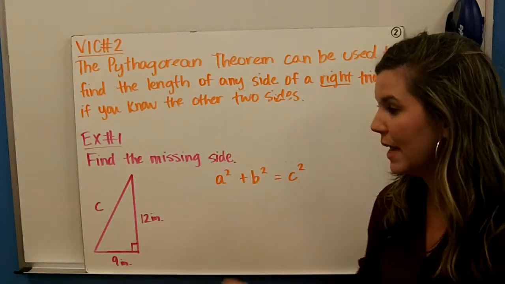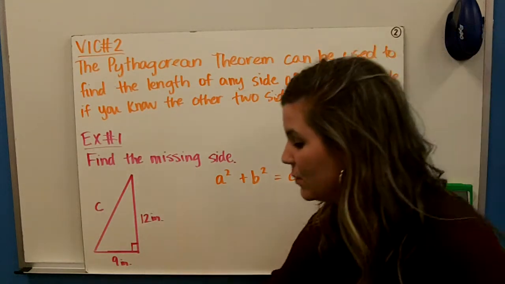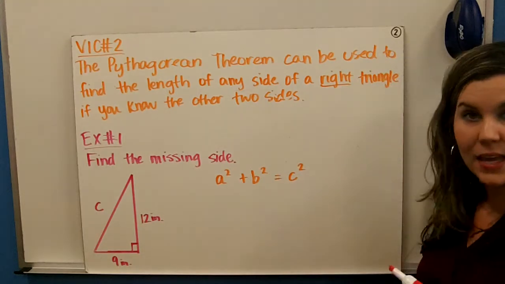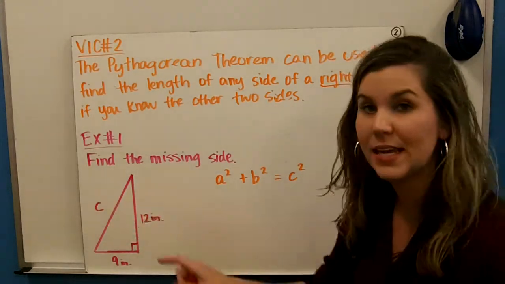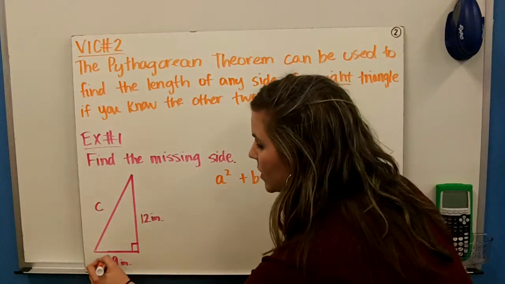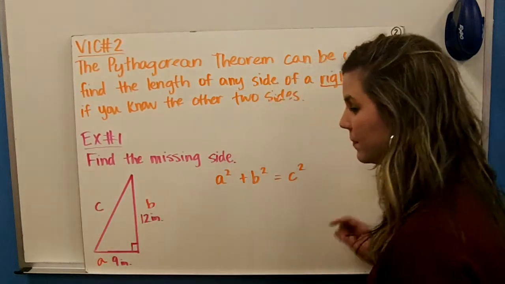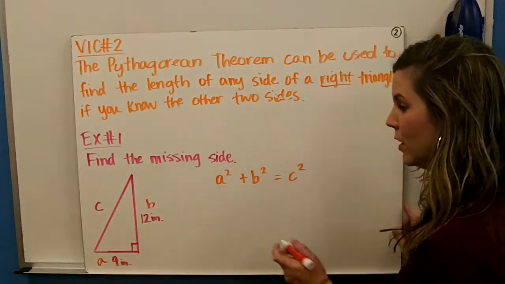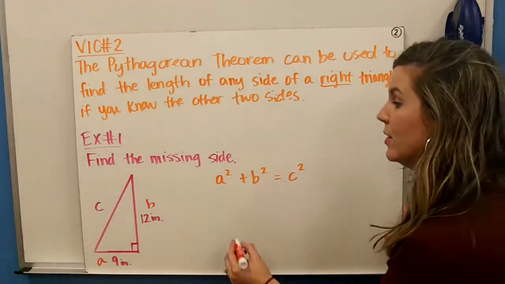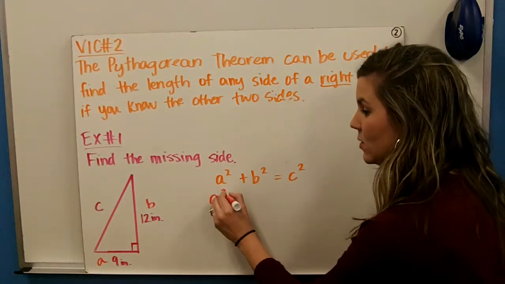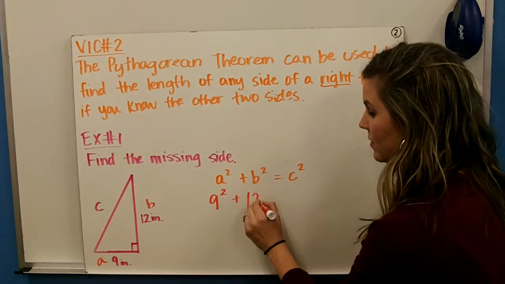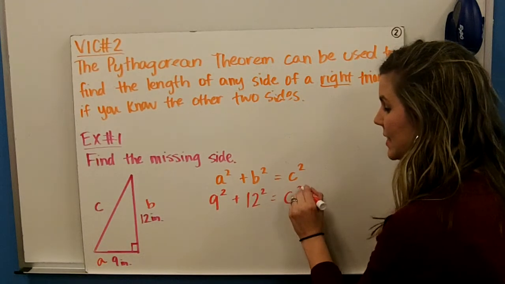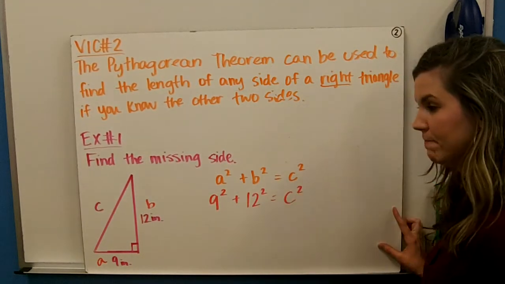So we have two sides, and these we can label as A and B. These are our legs. C is our hypotenuse. So A and B. A is 9 and B is 12. So I'm going to plug them into the Pythagorean theorem. 9 squared plus 12 squared equals C squared. I don't know what C is yet.